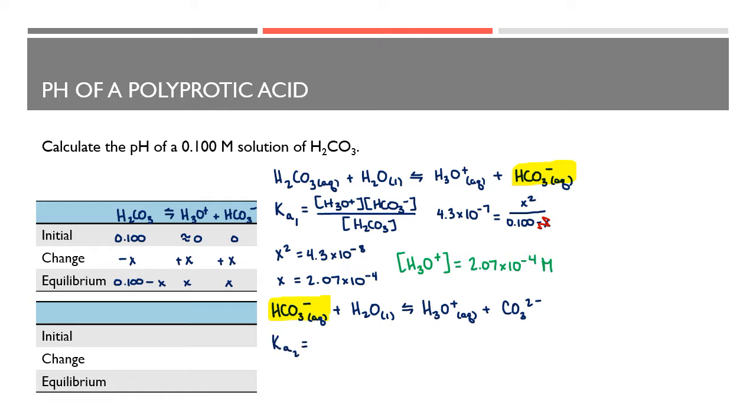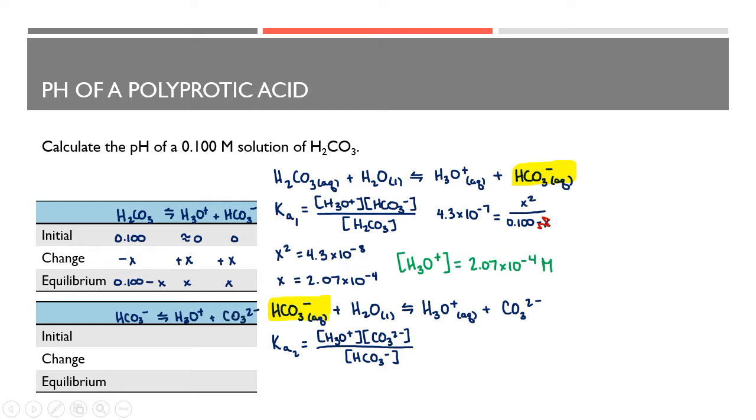The equilibrium constant expression for this second dissociation is the concentration of the hydronium times the concentration of the carbonate, the CO3 2-, all over the concentration of the HCO3-. So let's fill in this ICE table. We have HCO3-. I'm going to leave out the water, in equilibrium with H3O+ and CO3 2-.